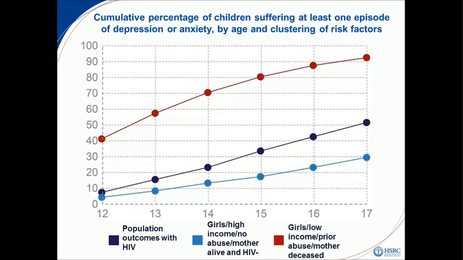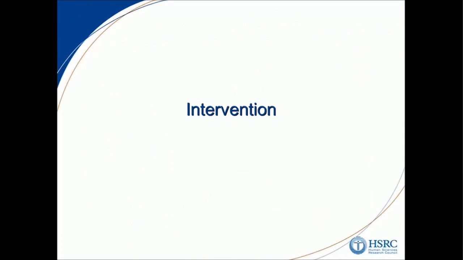But when you look at girls who are now also living in a low income setting, have suffered abuse at some point in their life, and their mother has died, then you're starting to see almost 100% of those girls who've lived in that situation since 12 years old are likely to suffer at least one episode of depression and anxiety. So while we don't see massive changes necessarily for the whole group of children affected by HIV, for those who risk cluster, we're likely to see those large impacts. Again, repeating what we've seen elsewhere in the literature.